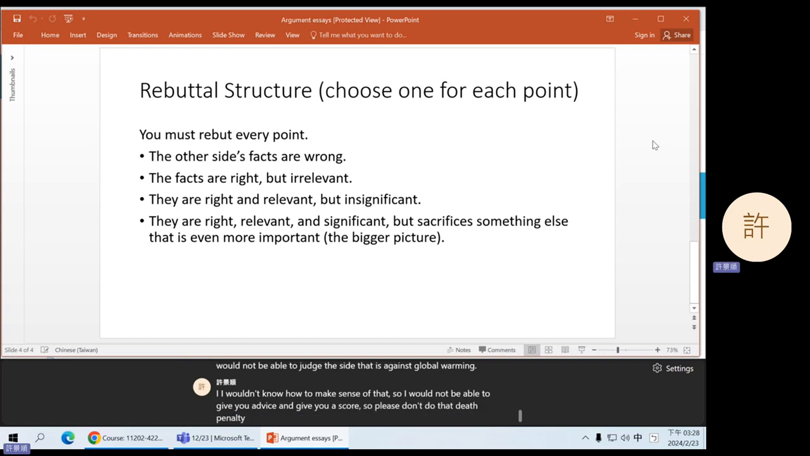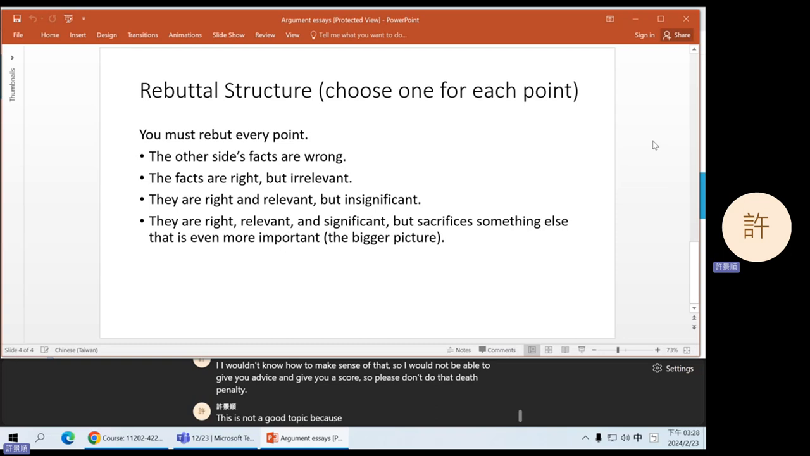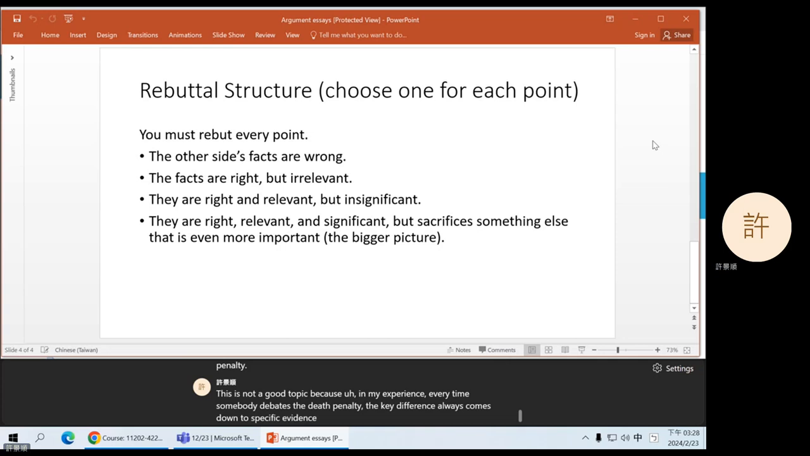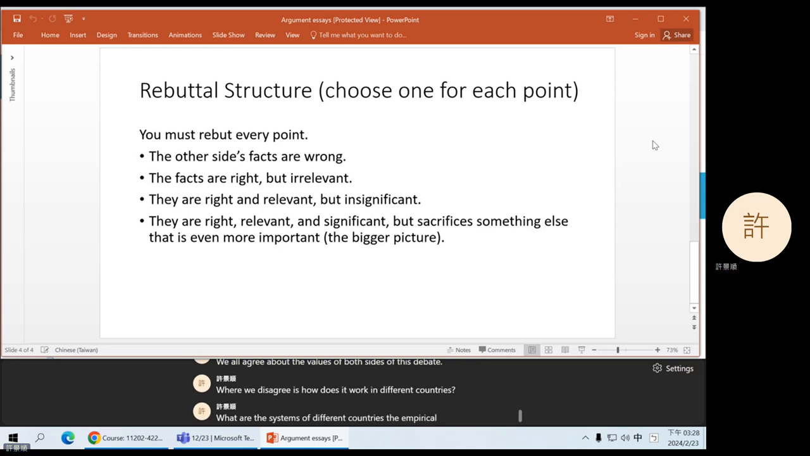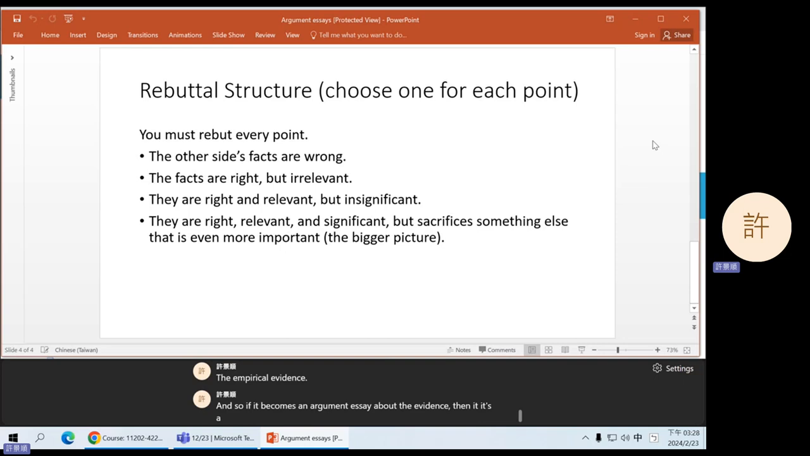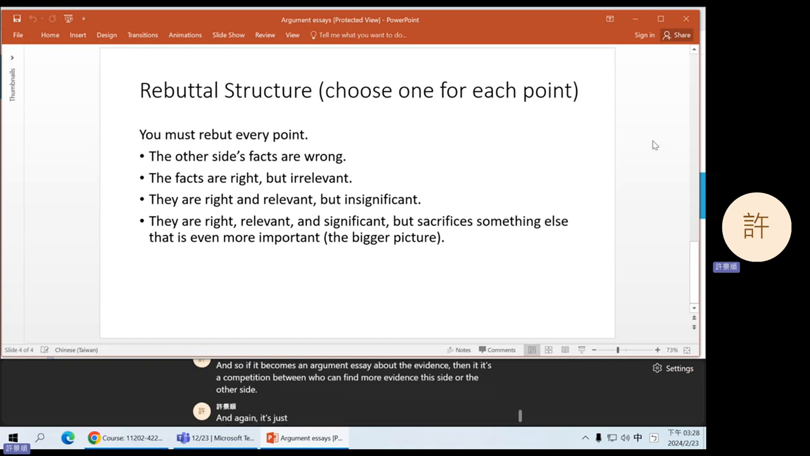Death penalty. This is not a good topic because, in my experience, every time somebody debates the death penalty, the key difference always comes down to specific evidence. We all agree about the values of both sides of this debate. Where we disagree is, how does it work in different countries? What are the systems of different countries? The empirical evidence. And so if it becomes an argument essay about the evidence, then it's a competition between who can find more evidence, this side or the other side. And again, it's just not a good argument essay.